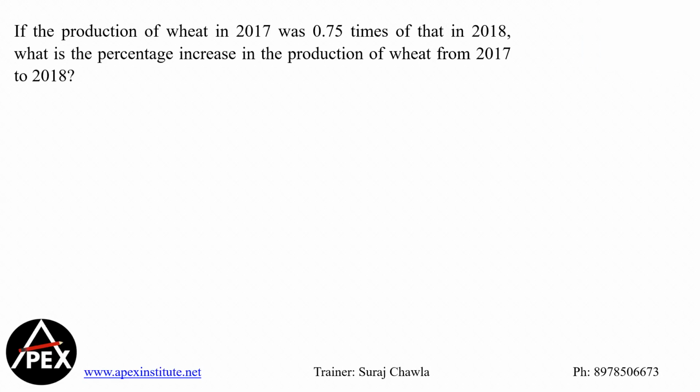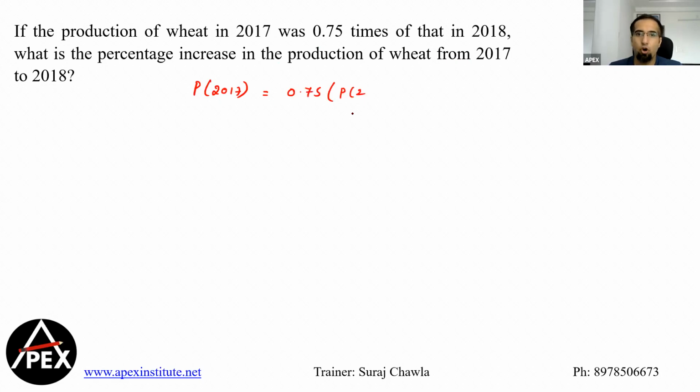Yeah, let's solve this, guys. So what does this question talk about? Now this question says the production of wheat in 2017 was 0.75 times that of 2018. So can I say the question is saying production of wheat in 2017 is 0.75 of production of 2018? So if I assume production of 2018 as 100x, clear? Can I say production of 2017 will be 75x?